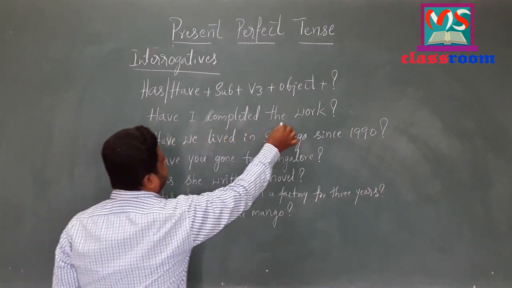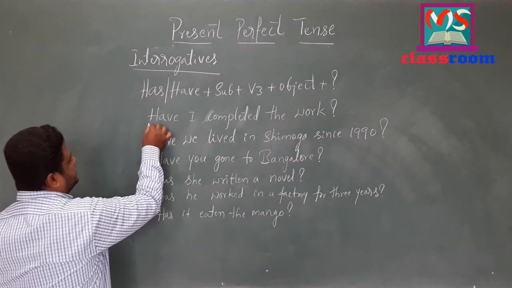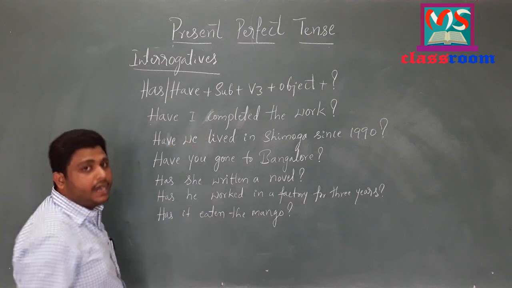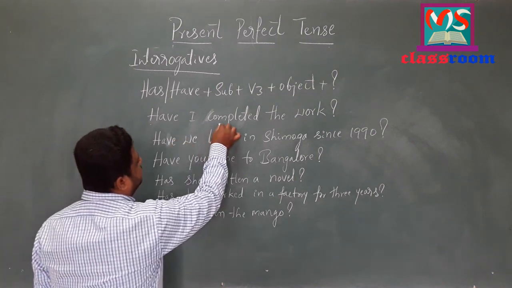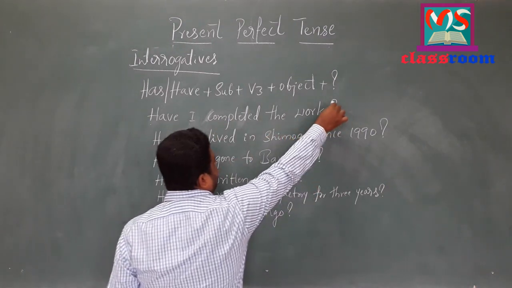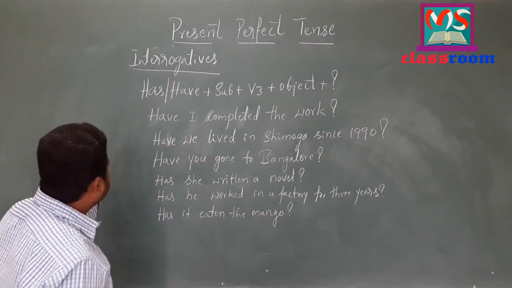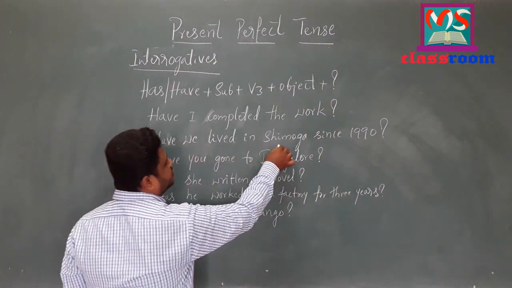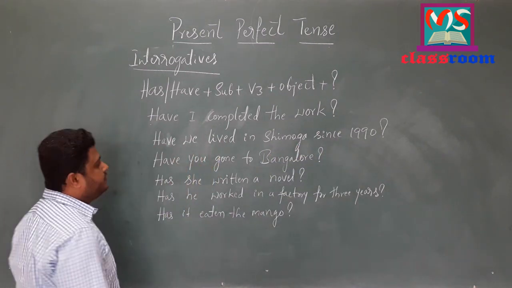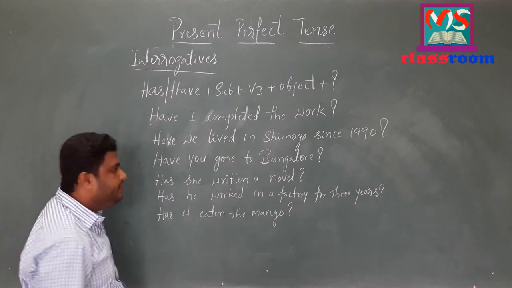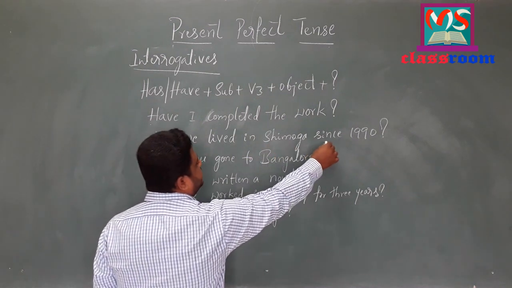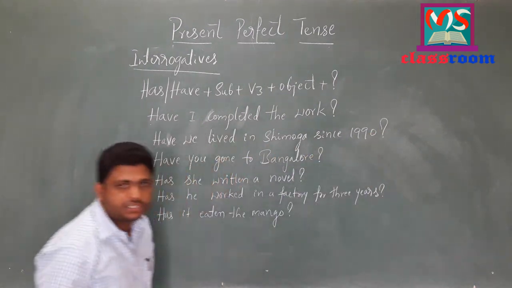Have I completed the work? First, I have used the helping verb have which agrees with the subject I, first person singular, and then completed, the past participle form of the verb. The work is the object, and at last a question mark. Look at the next sentence. Have we lived in Shimoga since 1990? Here also I have used the helping verb have which agrees with the first person plural we, and then lived, the past participle form of the verb, in Shimoga since 1990, and at last a question mark.